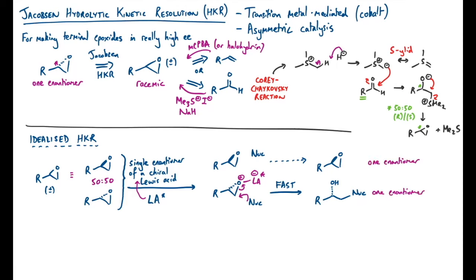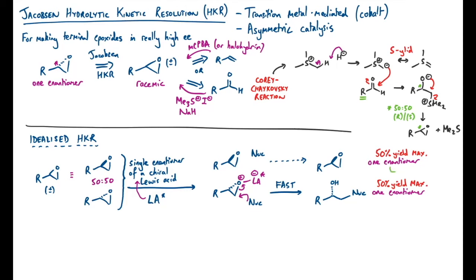Now, in getting this high enantioselectivity, there is a compromise to be made. Of course, if we're only using half of the mixture to form these products, we'll get both of them in 50% yield as an absolute maximum. So this is why this reaction is a resolution. We're using a reaction here to separate the two enantiomers based on the fact that one of them kinetically reacts much faster than the other one.